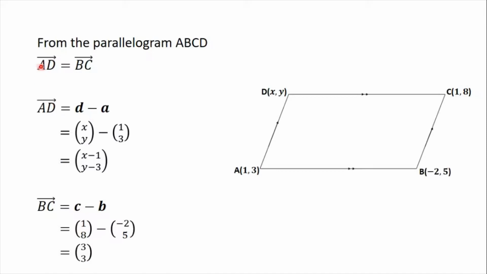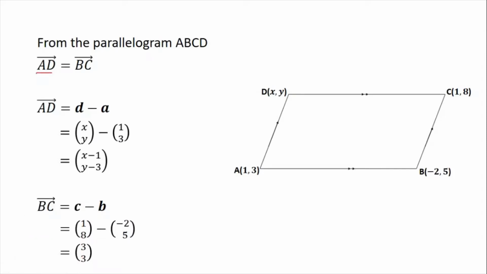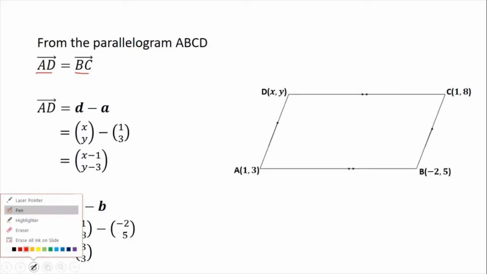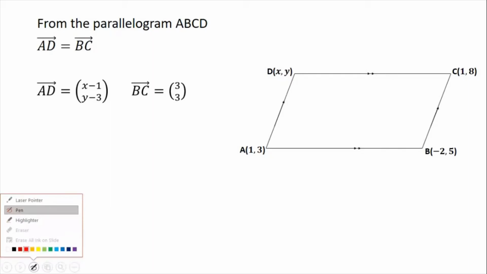So look at something here. We have been able to find AD and BC. We know that this vector here is equal to this vector here. What did we learn about equal vectors? We learned that if two vectors are equal, then the x-coordinate of the first vector is equal to the x-coordinate of the second vector. So here, x minus 1 will be equal to the x-coordinate of BC, which is 3. And the y-coordinate of the first vector, which is y minus 3, will be equal to the y-coordinate of the second vector, which is 3. We can use this to find x and y.